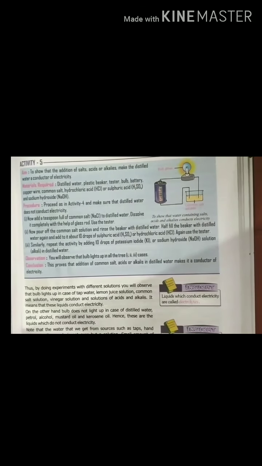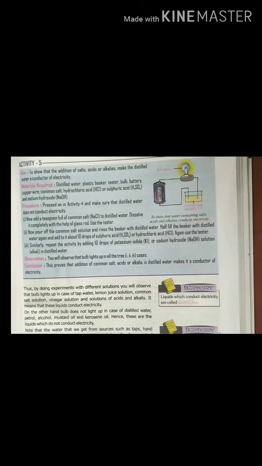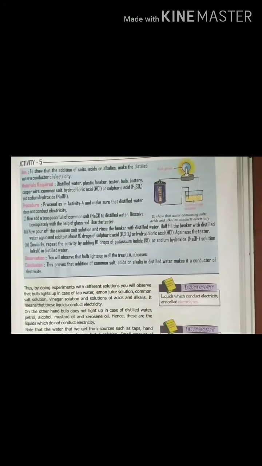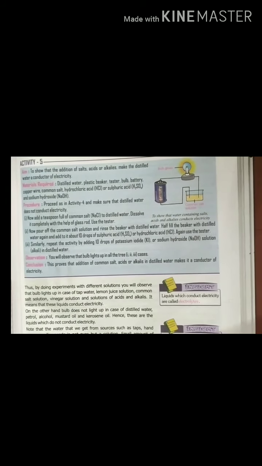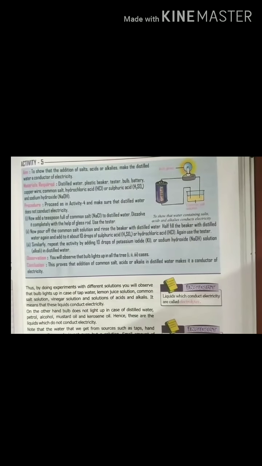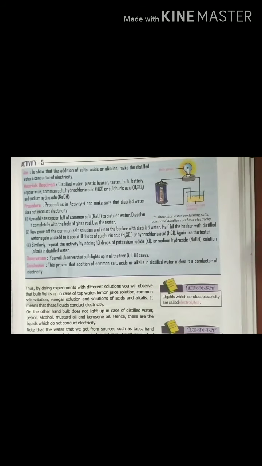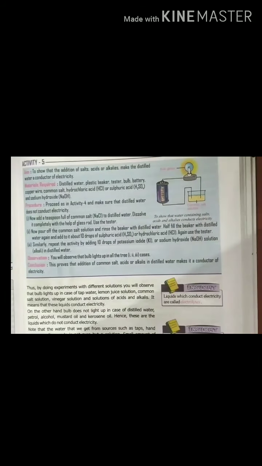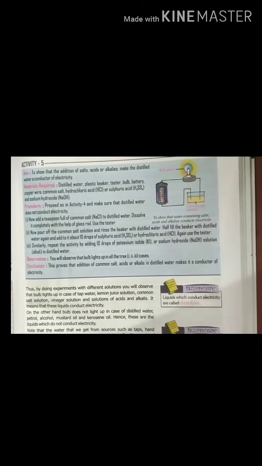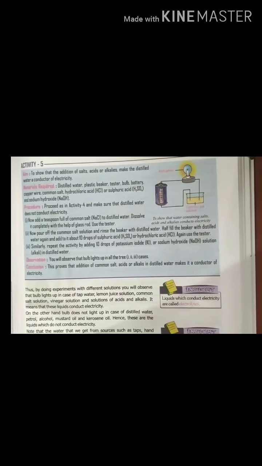Now in this activity 5 what we'll do is add some extra things like salts, acids or alkalis. Understood? In distilled water we'll add some extra things like salt, acids and alkalis, that is minerals. If we add extra things to the distilled water, then what happens we will see in this activity 5. Now let me read first.